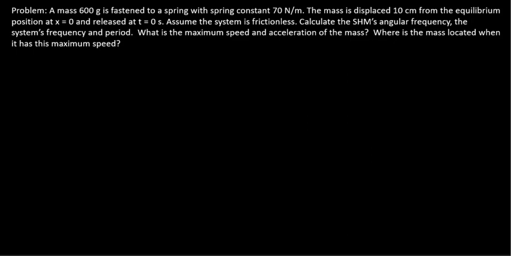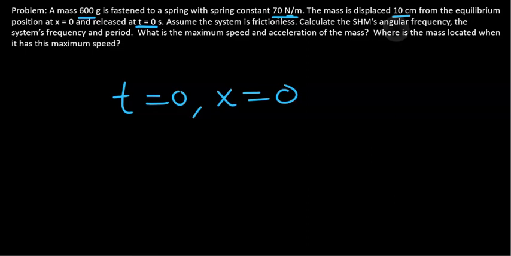Let's do a problem. A mass of 600 grams is fastened to a spring with spring constant 70 newtons per meter. The mass is displaced 10 cm from the equilibrium position at x equals 0 and released at t equals 0 seconds. So that means at t equals 0 seconds, the position is the origin, x equals 0. Assume the system is frictionless. Calculate the simple harmonic motion's angular frequency, the system's frequency, and period. What is the maximum speed and acceleration of the mass? And where is the mass located when it has this maximum speed?